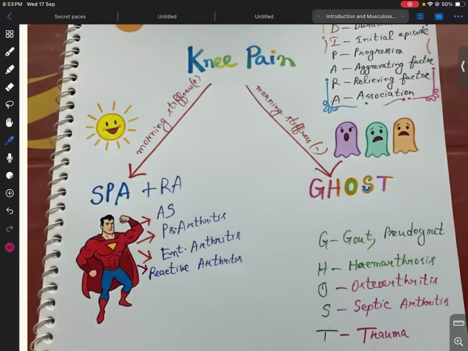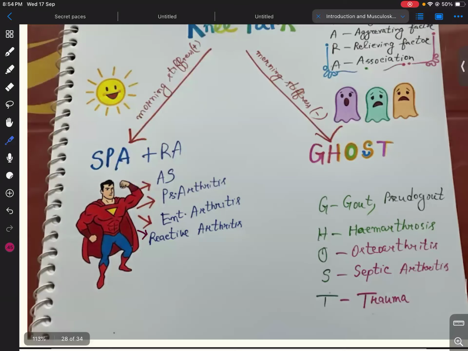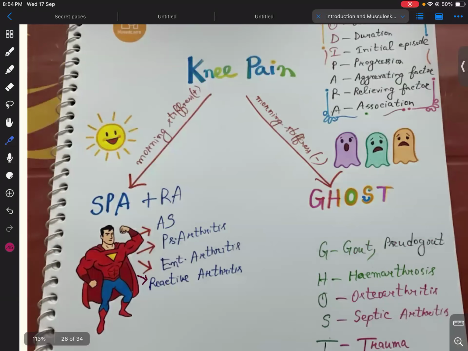I'm telling it once again. Sorry. Great toe gout. Yes, gout. Whenever anyone tells you that I have knee pain, apart from that, I have occasional episodes of pain at my great toe, this is gout. I'm discussing it one by one. Wonderful, Dr. Neha.